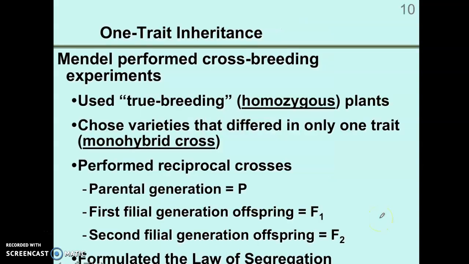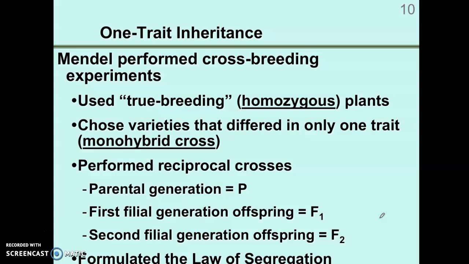So one trait inherited. Basically, Mendel, like I said, performed these crossbreeding experiments. Now that he had that original data, he started crossbreeding. He used the true breed, the homologous plants, so homozygous recessive and homozygous dominant. And here we want to look at just one trait, because we know that he had looked at many traits, right? He looked at the color of the peas, the shape of the peas, the shape of the pod, how tall or short the whole plant was, where the flowers were located. He just took one thing.